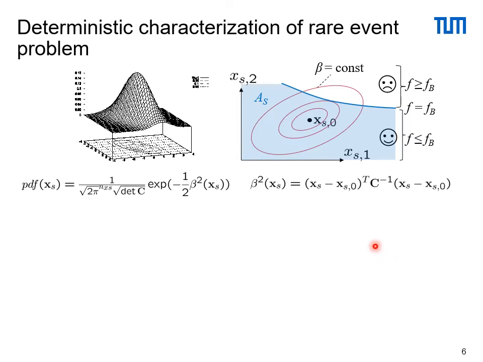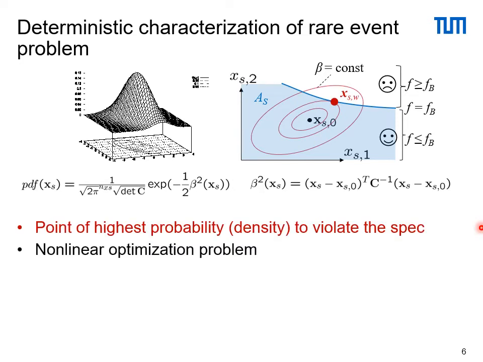So the question is, can we do something like a deterministic characterization of a rare event problem? Is there one point to determine that kind of shift from good circuit to bad circuit? Please stop here when you watch the video and think a moment about whether you can imagine if there is one point to determine that problem in such an example here. Of course, the answer is yes, there is.